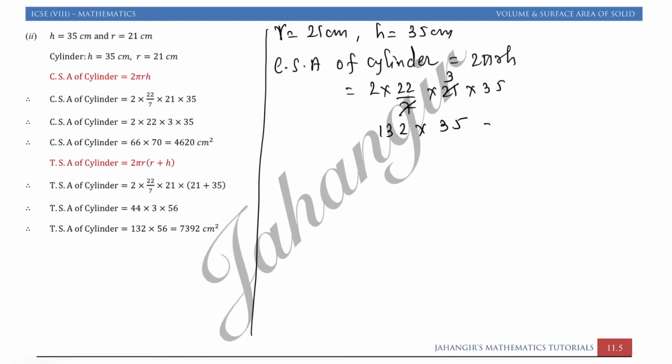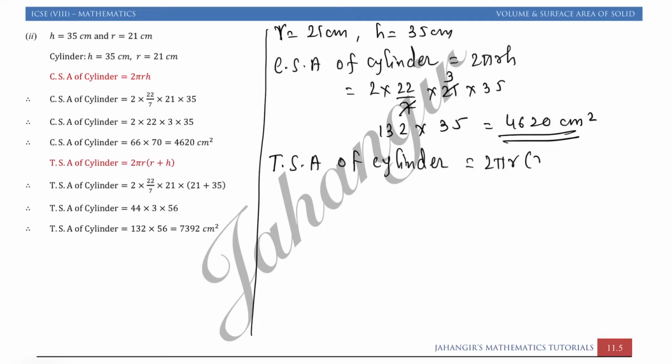So 132 into 35, if you multiply, what you will get? 4620 centimeter square. Now next is TSA of cylinder. That is 2 pi r plus h. So we can write 2 into 22 by 7 into radius is given as 21 into bracket again 21 plus h is given as 35.